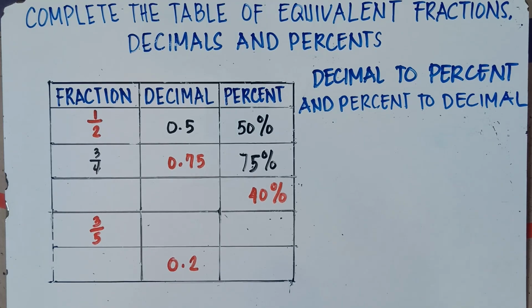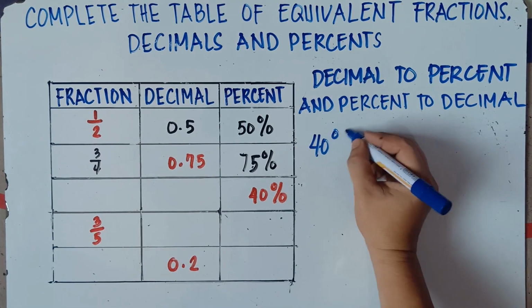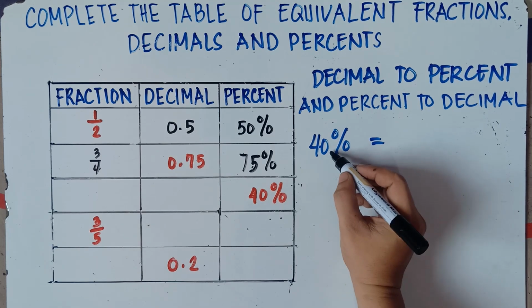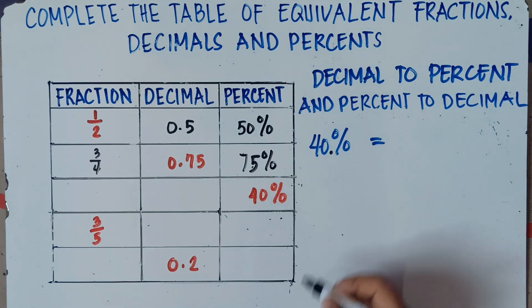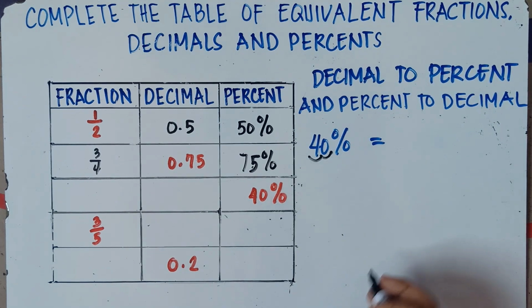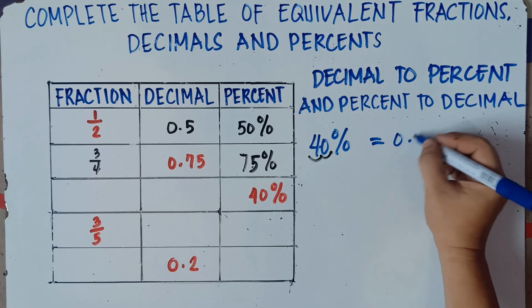Alright, so let's try this one, class. 40%. So 40%, convert this one into decimal. Of course, we know the decimal point is after the whole number. Okay, the decimal point is here. Just simply move this one right to left twice. 1, then 2. So therefore, our answer will be 0.40.